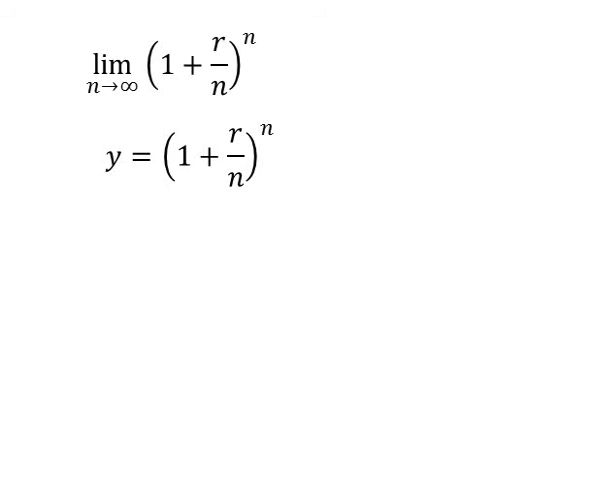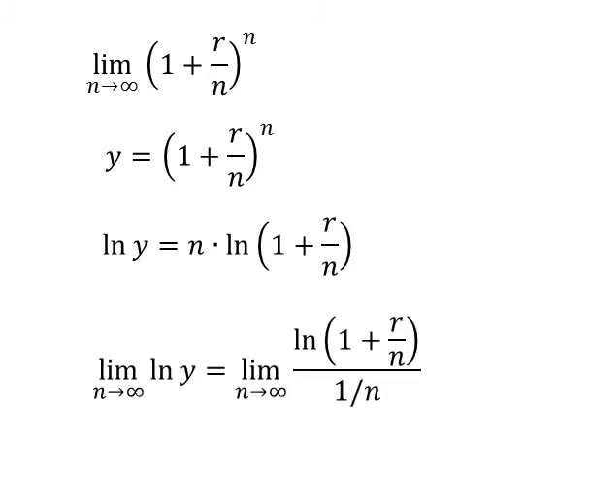If we let y equal 1 plus r over n to the nth power, then the log of y is equal to n times the log of 1 plus r over n. As in the last example, we'll use the limit of the log of y to find the limit of y. I rewrote the n in the numerator as a 1 over n in the denominator to make our limit of indeterminate form 0 over 0.